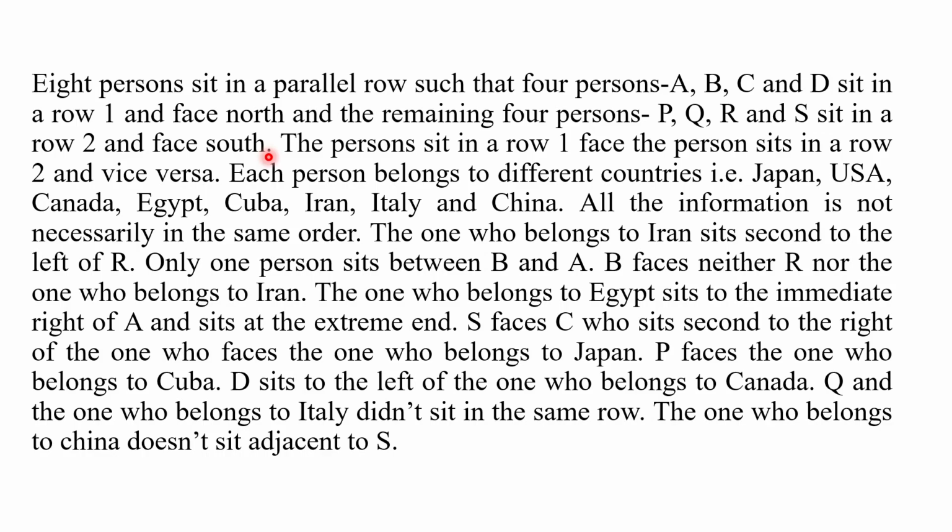The persons who are sitting in row 1 are A, B, C and D, and they are facing north. And in the second row, that is row number 2, P, Q, R and S are sitting and they are facing the south. The persons sitting in row 1 face the persons sitting in row 2 and vice versa. Each person belongs to a different country, that is Japan, USA, Canada, Egypt, Cuba, Iran, Italy and China. All the information is not necessarily in the same order.